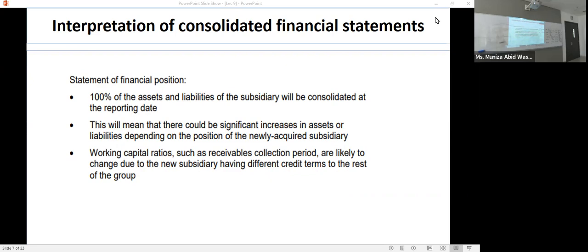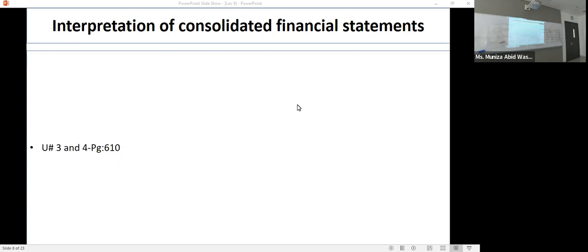Clear? Now students, there is a last question, understanding number 3 and 4, which are present on page number 610. This is your homework. You have to finish them from your notes. With this, we have finished this chapter.